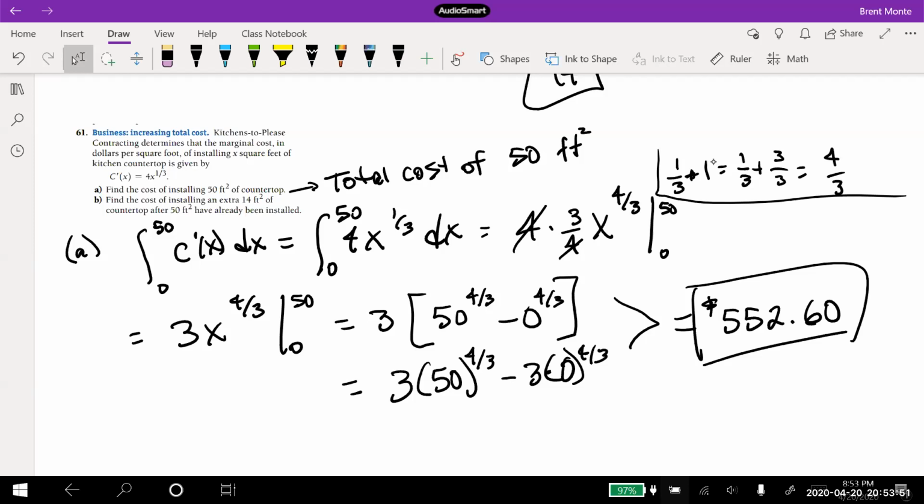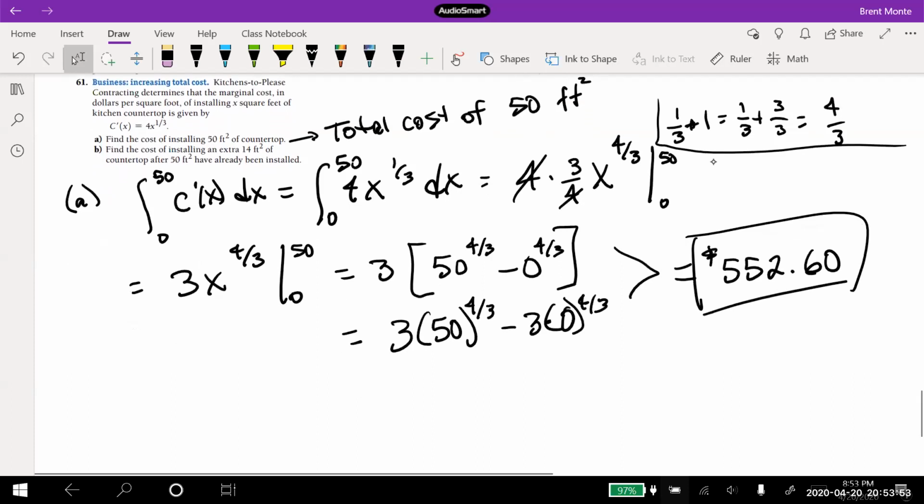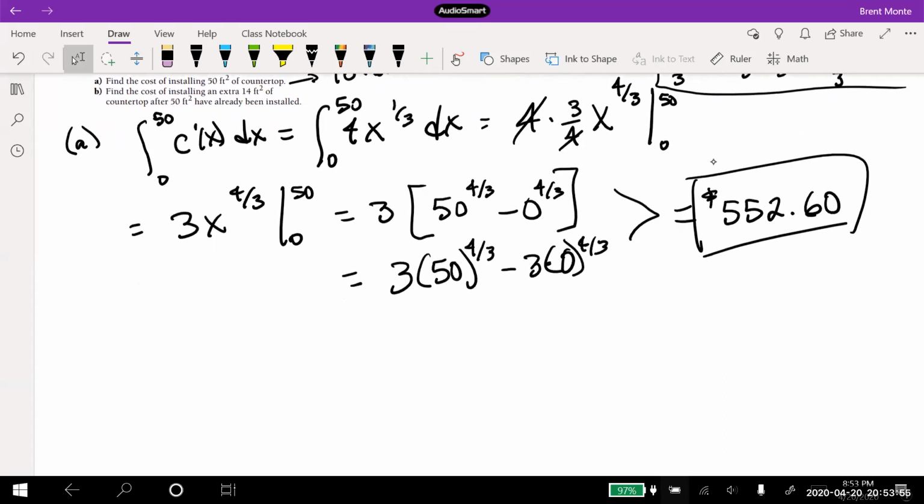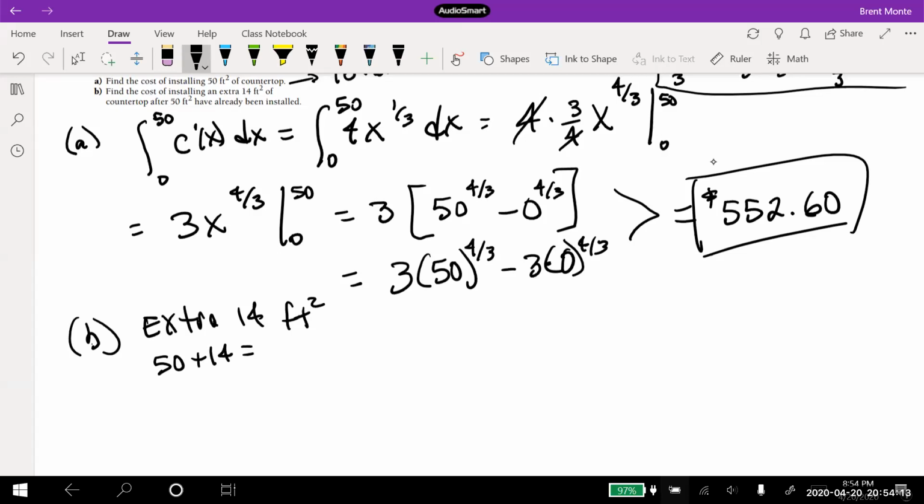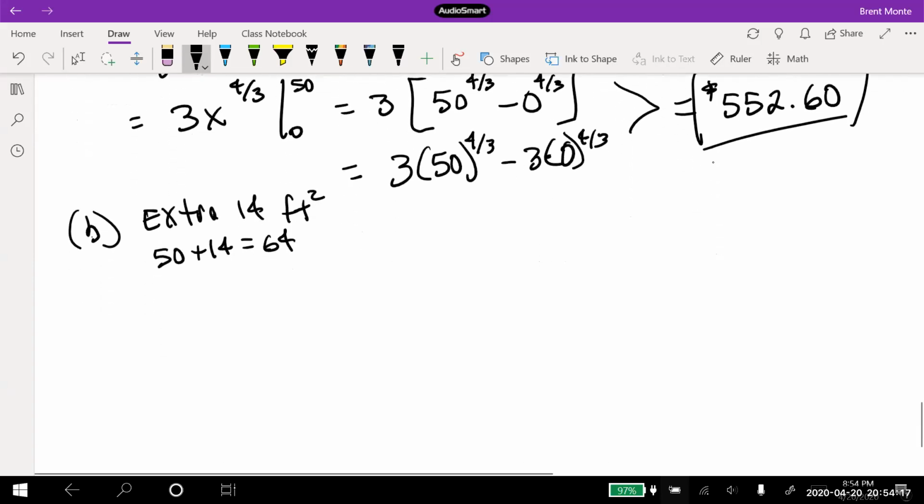Now let's go to part B. It says find the cost of installing an extra 14 square feet of countertop after the 50's already been installed. Well, that's on top of the 50. So now what I'm doing is I'm going up to 64. So think about it. I'm starting at 50 and going up to 64.